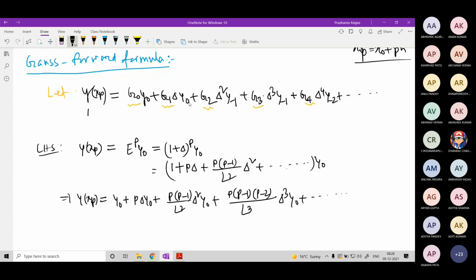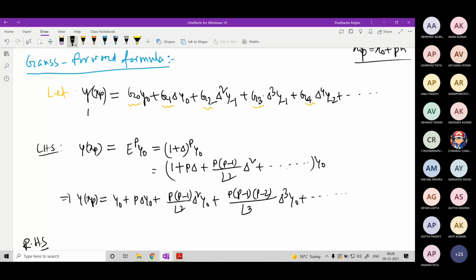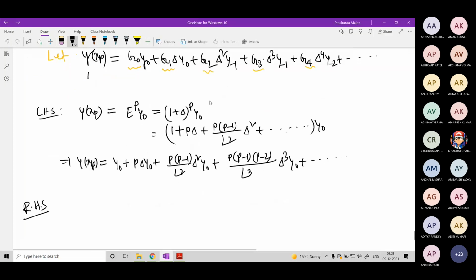Okay, so the left hand side is fine. Is that okay to you? Now look at the right hand side. Everything has to be in terms of y naught. The first two terms are already in terms of y naught: g naught y naught plus g1 delta y naught. The third term is g2 into delta square y minus 1. So delta square y minus 1 you have to represent in terms of y naught. Let's see how.